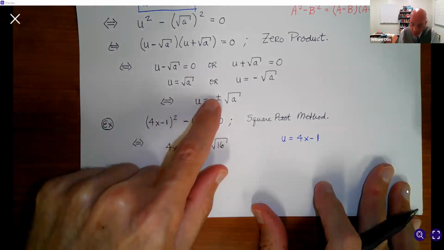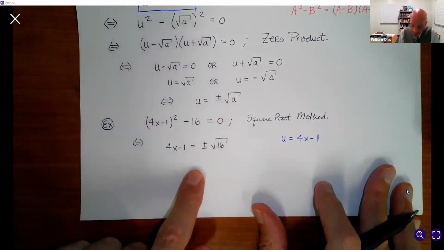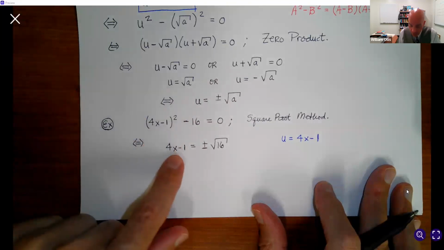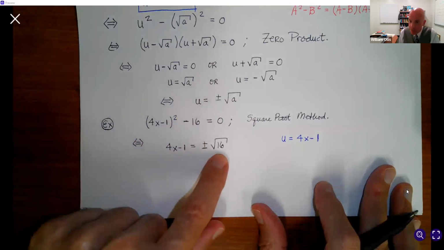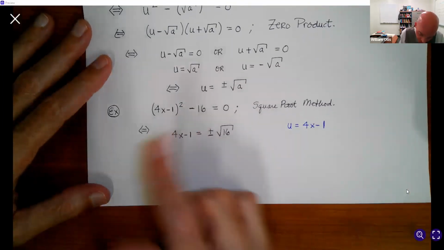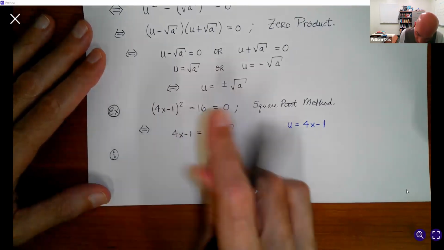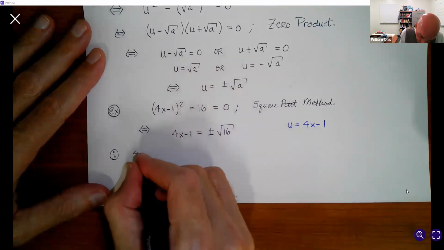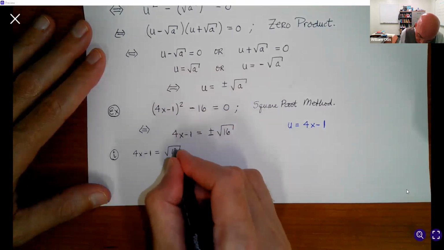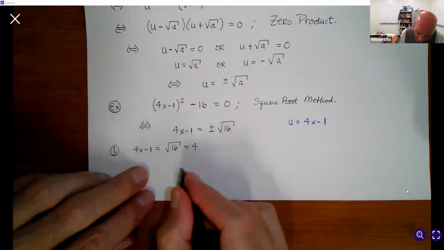So basically what I'm mimicking is the result right here. So we have u equals plus or minus the square root of a, just like we have up here, and we move down to here. So again, a is 16, and we have u is 4x minus 1, so u equals plus or minus square root 16. That's it. So now, of course, this will give us two cases. So we could just say, for instance, case 1, let's just take the positive square root. So we have 4x minus 1 equals the positive square root of 16. Again, that's a nice number. That's just 4. And then, of course, this is an easy solution.